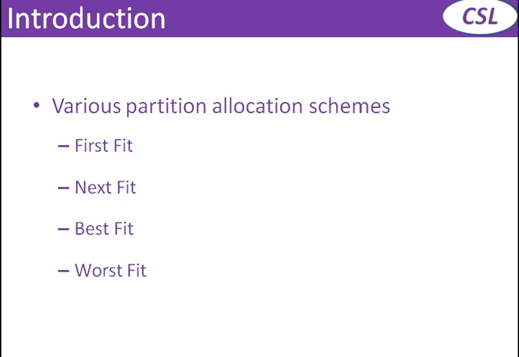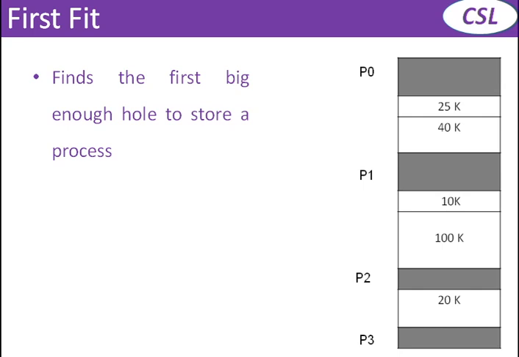So there are different partition allocation schemes available: first fit, next fit, best fit and worst fit. Now we will understand them one by one. First fit allocation. Here the important thing is to find the first big enough hole, a big enough hole to store a process.